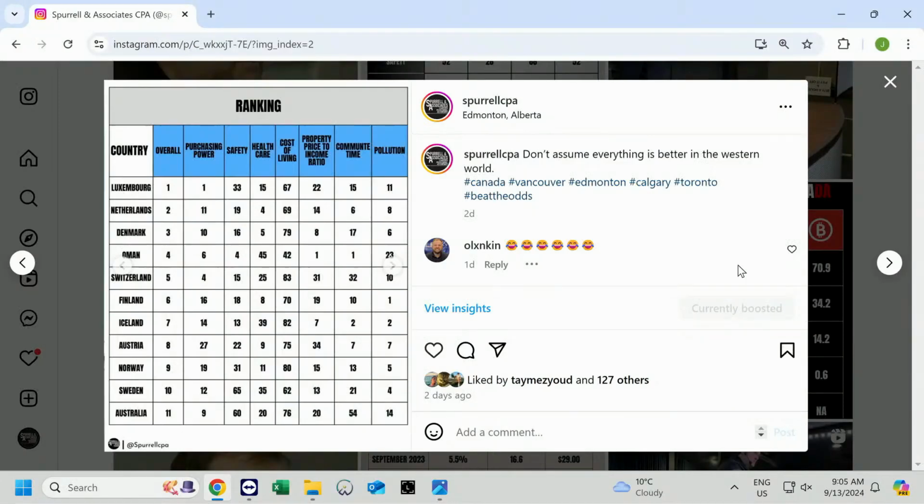Going down the list: Finland, Iceland, Austria, Norway, Sweden, Australia. Okay, what's the common denominator in the top 10? We have to be objective about this. In the top 10, they're all small populations, relatively small geographical areas with homogeneous populations. So that is the common denominator in that top 10, right?